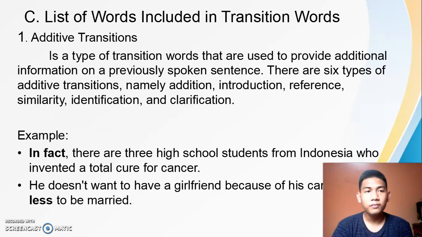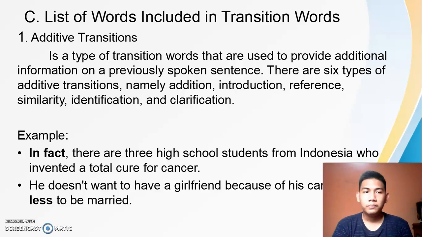Next, a list of words included in transition words. First, additive transitions are a type of transition words that are used to provide additional information on a previously spoken sentence. There are 6 types of additive transitions, namely addition, introduction, reference, similarity, identification, and clarification.